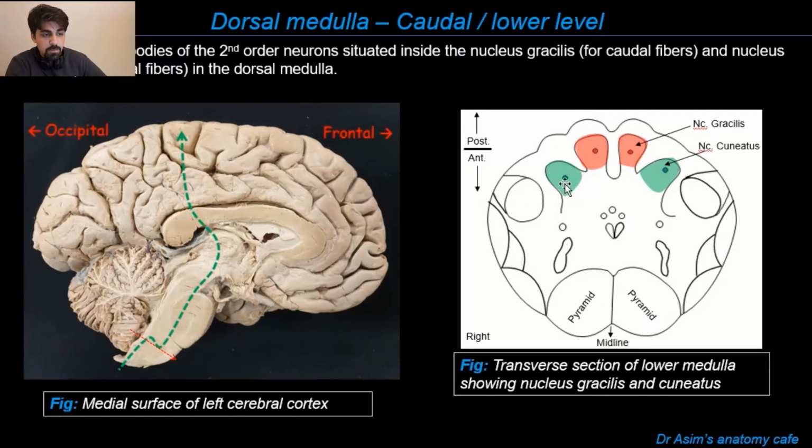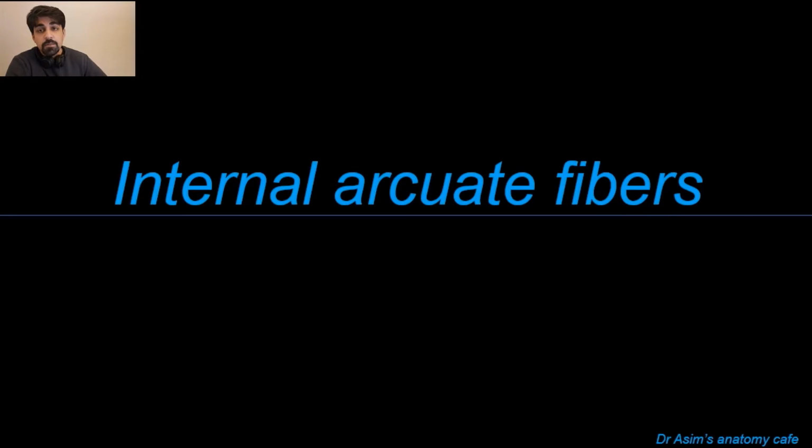At the back end, we can see the fasciculus cuneatus and fasciculus gracilis, which are surrounding the nucleus gracilis, a more medially situated structure, and the nucleus cuneatus, which is more laterally situated. These are actually the cell bodies of the second order neurons in the dorsal column medial leminiscal pathway. Next come the internal arcuate fibers.